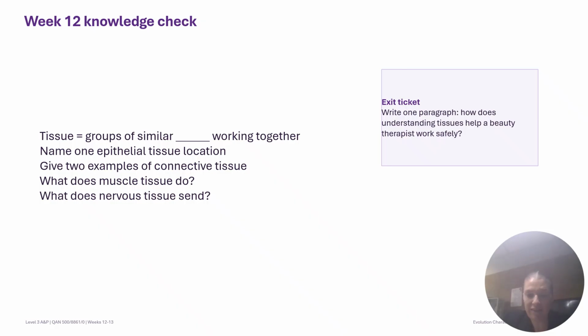Now here you've got an exit ticket. I'd like you to write one paragraph. How does understanding tissues help a beauty therapist work safely? Think about everything that we've just said in regards to your contraindications, and how that looks when we're giving these treatments. Okay?